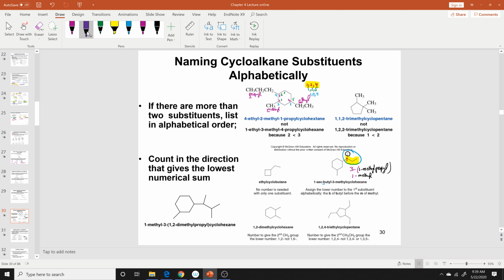The name is going to be 1-methyl. I don't have enough space in here, but you shouldn't leave that. Here you go, I'm going to write it over here. On carbon 3, I have 1-methylpropyl. And the reason why I put the methyl before the methylpropyl is that it comes alphabetically before the P. M comes before the P. So I have 3-methyl, 1-(1-methylpropyl), and then it's going to be cyclohexane.